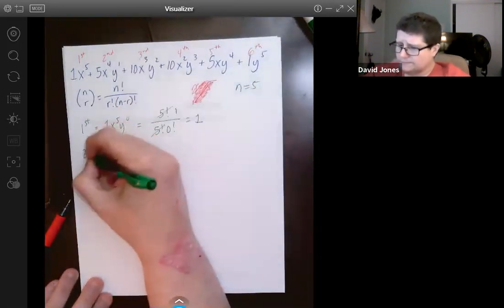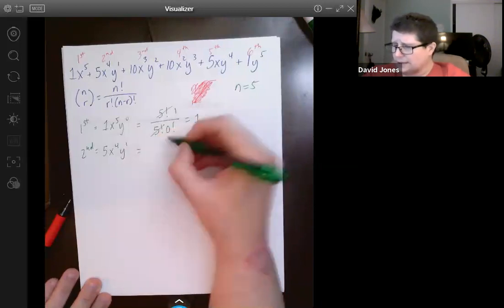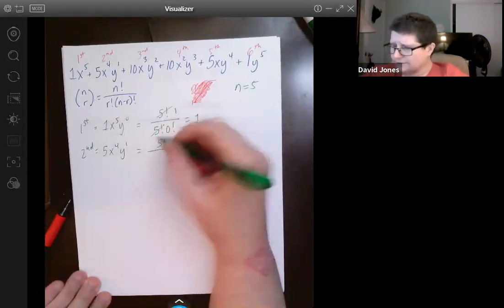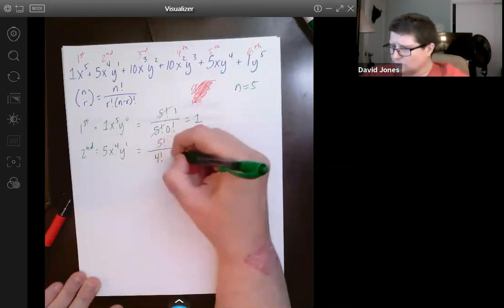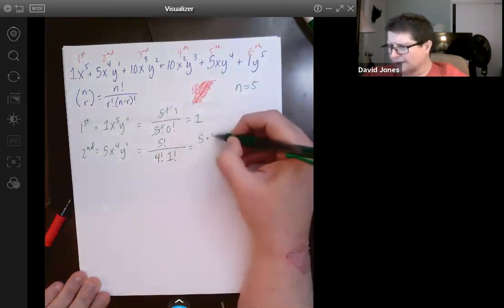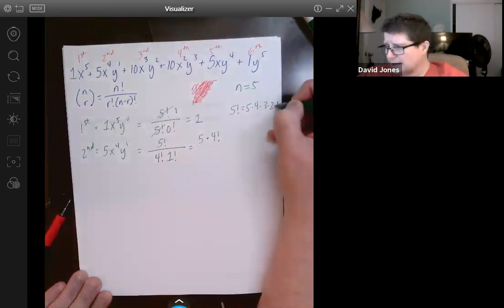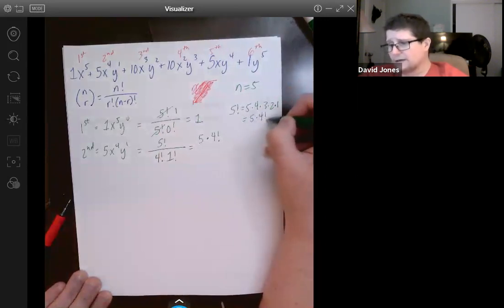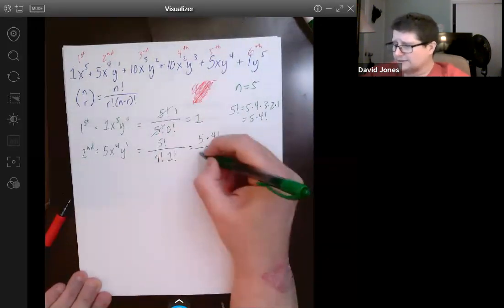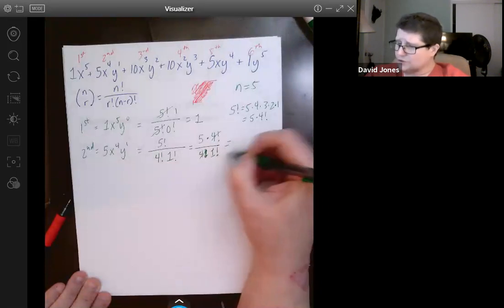The second term, I've got 5x to the 4th, y to the 1st power. This is 5 factorial over, there's a pattern here, 4 factorial, 1 factorial. And the top is 5 times 4 factorial, because 5 factorial is 5 times 4 times 3 times 2 times 1, but I could write this as 5 times 4 factorial. And I've got 4 factorial on bottom, 1 factorial on bottom. The 4 factorials cancel out, and 1 factorial is just 1. I'm left with 5.